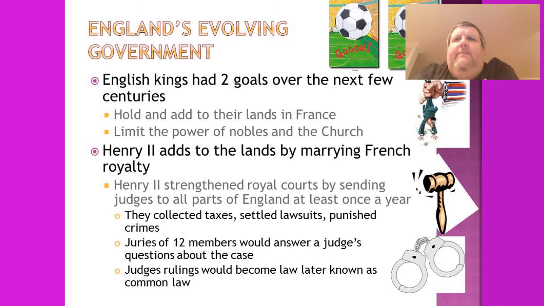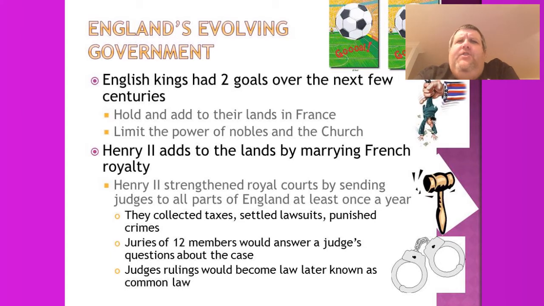So Henry II comes along, and he adds to the lands by marrying French royalty, which is a very good way to do that. Henry II strengthened the royal courts as well by sending judges to all parts of England at least once a year. What these judges would do, they wouldn't just settle lawsuits and things. They would do that, but they would also collect taxes. They would put out sentences and things like that.